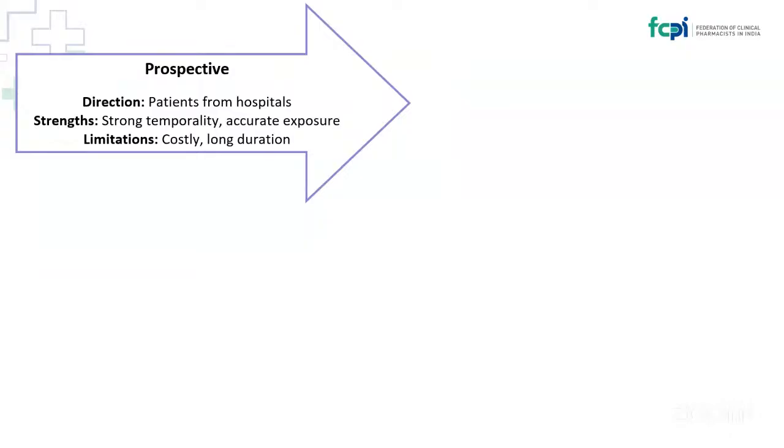Now, the cohort studies are further divided into three types: prospective, retrospective, and ambidirectional. So what is prospective? It will look into the future. Here, the data will be collected from the hospitals, and the strength of the study is that it will have a strong temporality, and it will give accurate exposure results. In limitation, this study is costly and has a longer duration. This is the whole limitation of our cohort study. So the prospective study looks into the future.